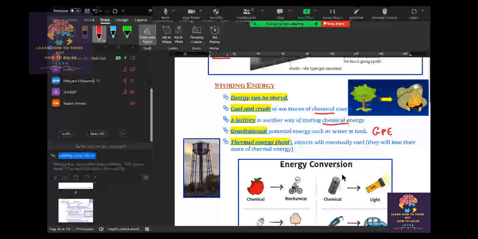We explained this point last time. Right? And we said thermal energy, heat, usually inside what? Every hot object contains thermal energy. And thermal energy is transferred to the environment by cooling. Right? Okay.